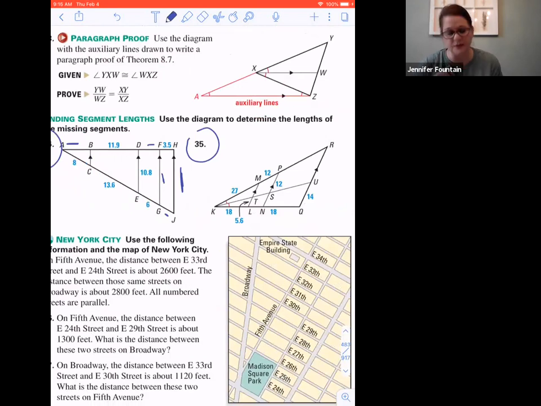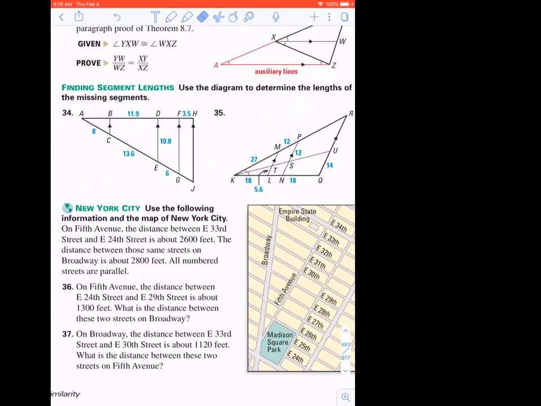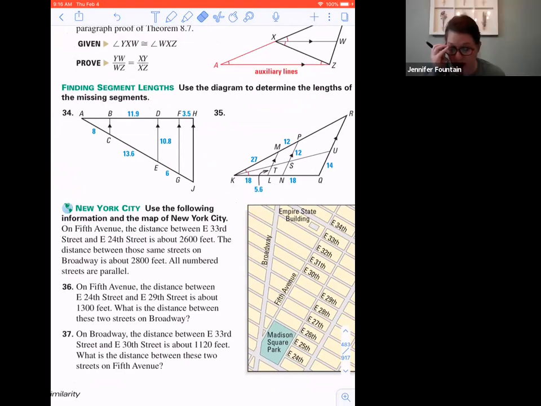Wherever you see a missing segment that does not have a measure, you need to set up proportions and solve for those missing segments. Again, go back and look at the examples. Notice, in number 34, would BC be a missing segment? Yes, all of them that you see that are missing measurements, that's what you're trying to get.